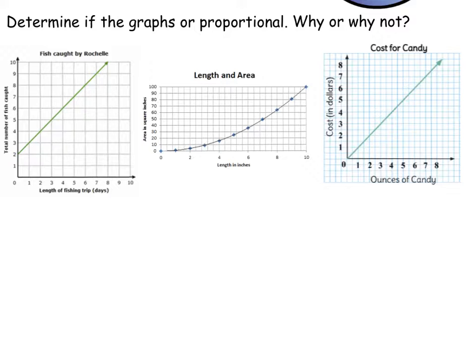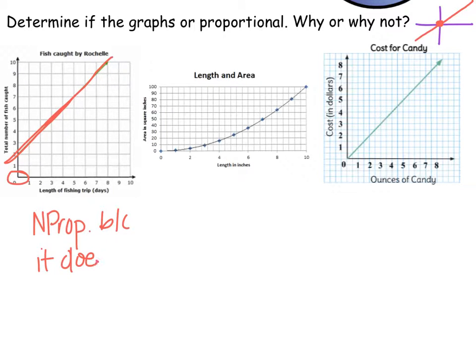Our warm-up for today asks us to determine if the graphs are proportional, and then we have to explain why or why not. So remember, when we're trying to determine if they're proportional, graphs are straight lines that pass directly through the origin. So if we look at this first one, notice we do have a nice straight line, so we have that portion. However, it does not go through the origin. So this graph would be not proportional, and it's because it doesn't pass through the origin.